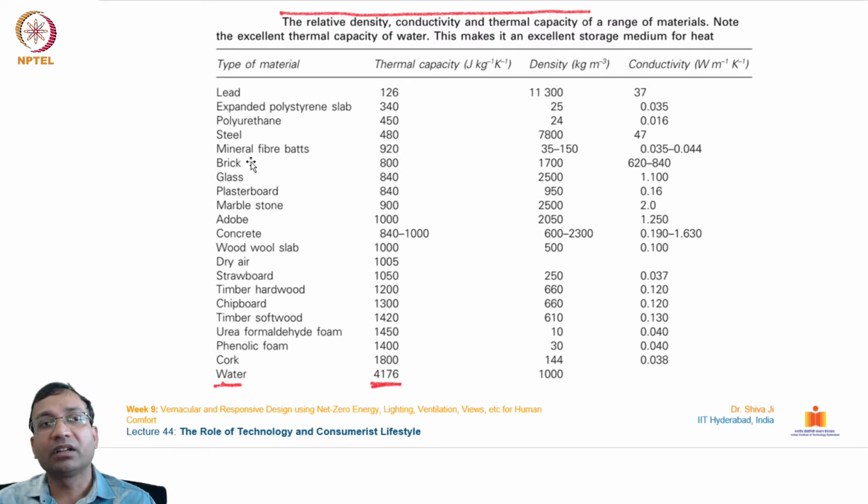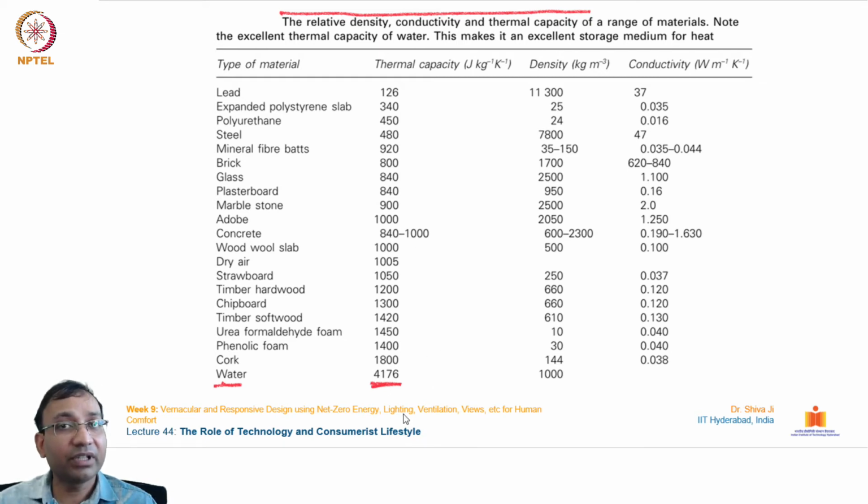Some other very familiar materials: you can see brick is about 800, glass has about 840. And then we have cork, an insulating material, which has 1800. Cork is also a natural material, but adopted by humans for certain uses. Compared to even this kind of material, you see plain water has almost double of the cork, even more than double of it. Okay, so this is the potential these natural materials have.